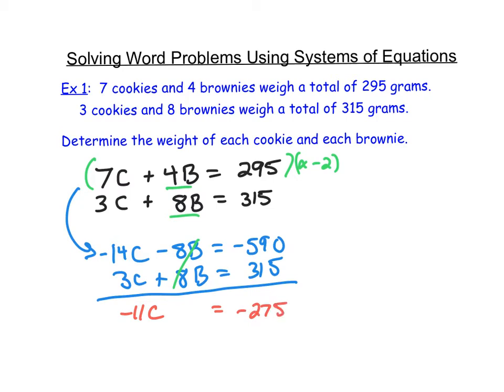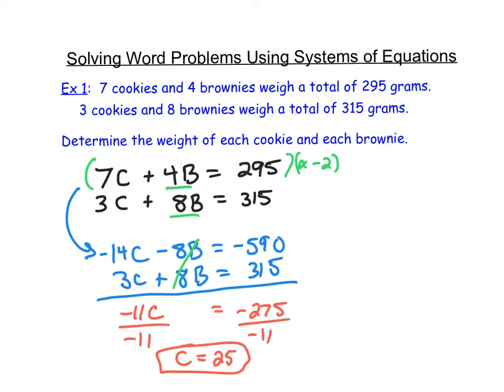So now the nice thing about this is the b is canceled out, so we got rid of the brownies in the equation, and now we just have c for cookie. So we're going to divide by -11, and c equals 25. So that means that the cookies weigh 25 grams.